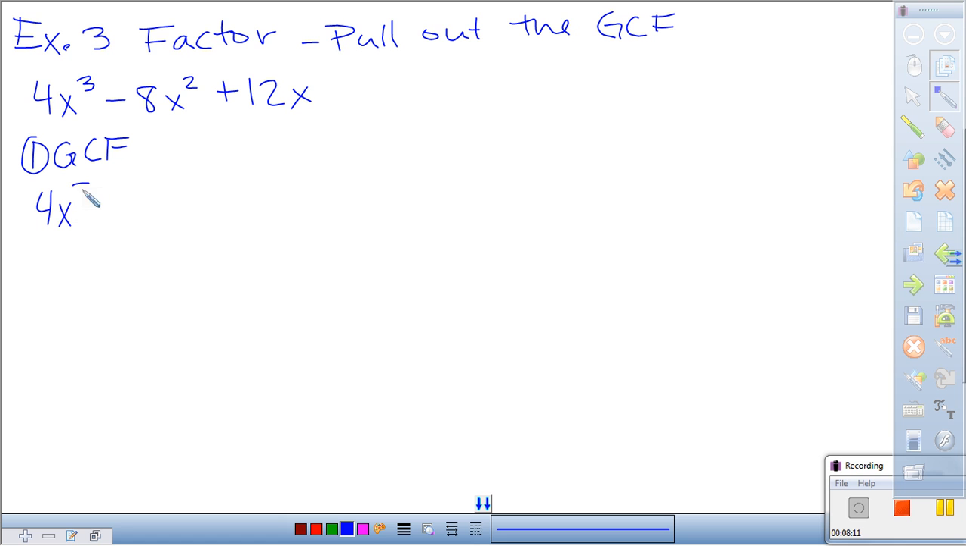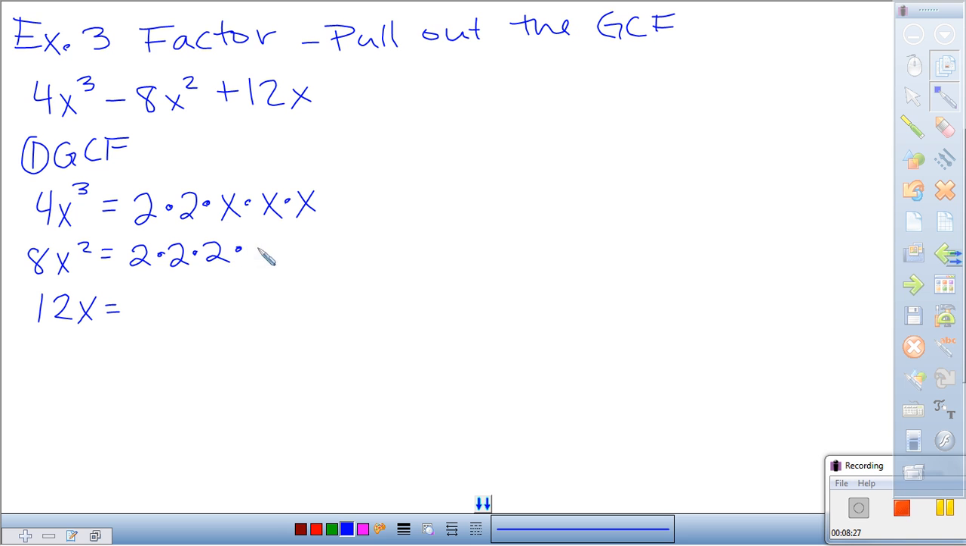I'll take my three terms, 4x cubed, 8x squared, and 12x, and I'll break them all down into their prime factors. 4 is 2 times 2 times x times x times x. 8 is 2 times 2 times 2. X squared is x times x. And finally, 12 would be 2 times 2, which is 4, times 3 times x.